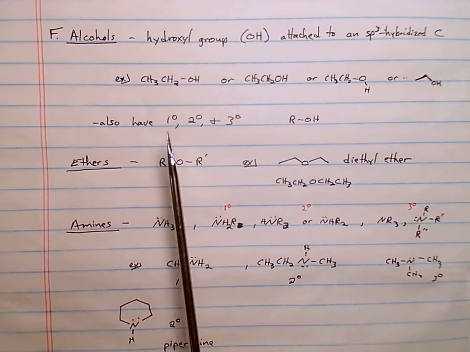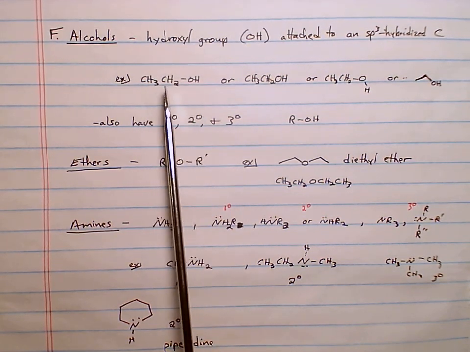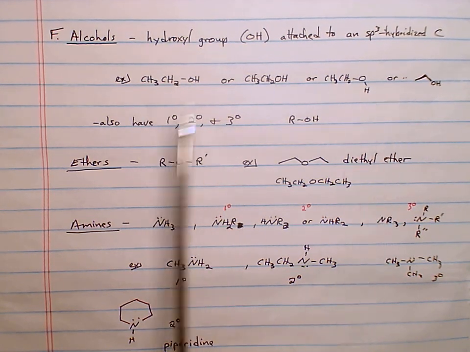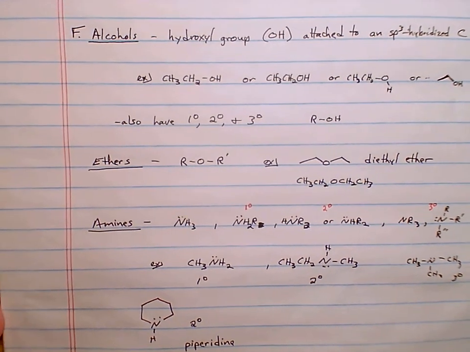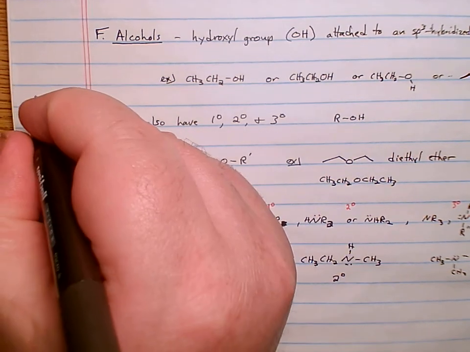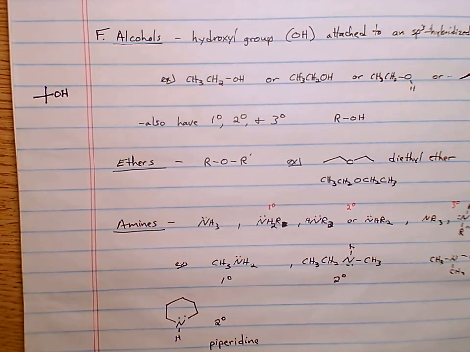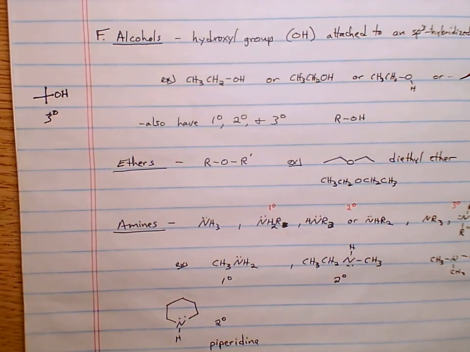Note that alcohols can be primary, secondary, or tertiary. These are all primary alcohols because the carbon that contains the OH is bonded to just one other carbon. Well, they're all the same molecule. The carbon containing the OH is bonded to one other carbon. So, question for you. What type of alcohol is this? Yes. We see the carbon that contains the OH is bonded to three other carbons. That is a tertiary alcohol.